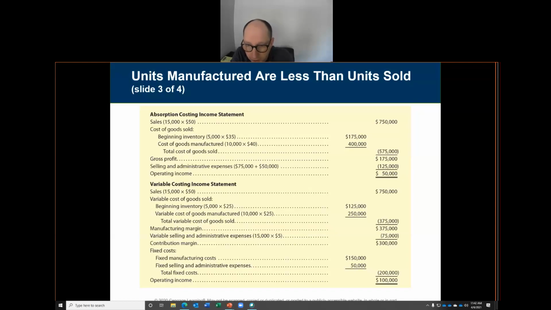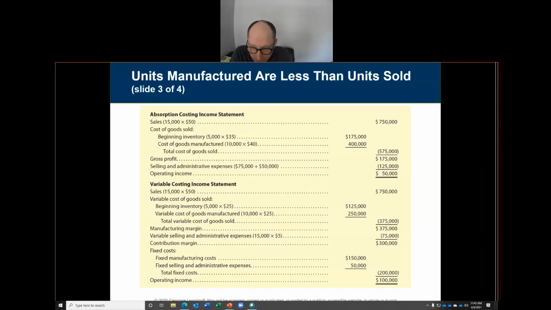On the right side, on the right column, under the variable costing model, sales 750,000. Our variable cost of goods sold, beginning inventory $25 per unit variable cost times 5,000 units is 125,000. Variable cost of goods manufactured during the accounting period, still $25 per unit, 10,000 units that we made during the period, that's 250,000. Total variable cost of goods sold, 375.